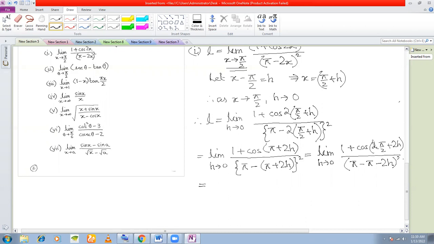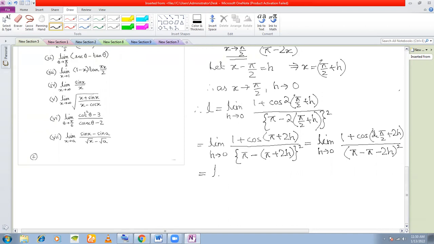So now this becomes limit h tends to 0, cos 2 into pi by 2. If you see, 2 into pi by 2 plus something means it is in the third quadrant, in which cos is negative. So I have 1 minus. And since there is an even multiple here, cos remains cos. It's cos 2h divided by minus 2h square. This pi and this pi will cancel, so you'll only be left with minus 2h square.